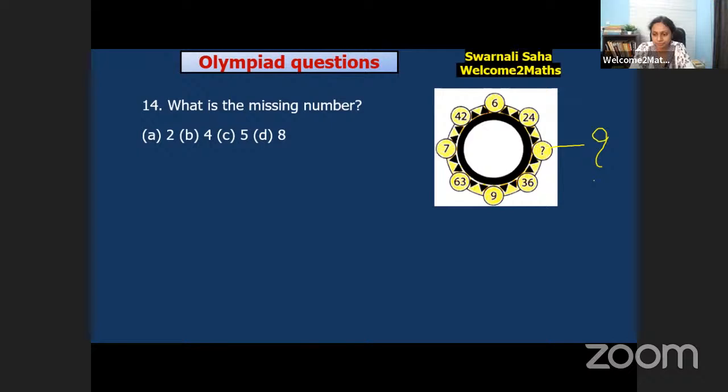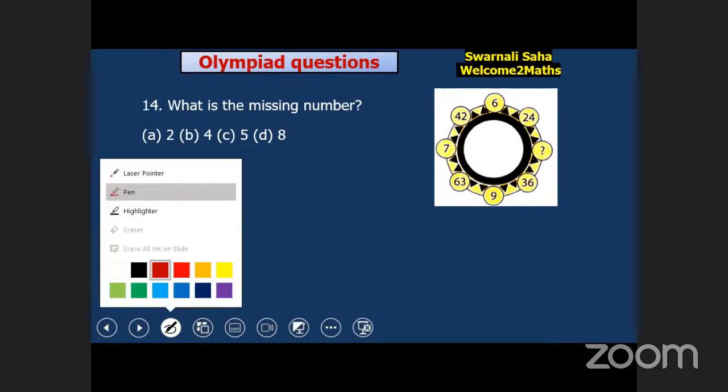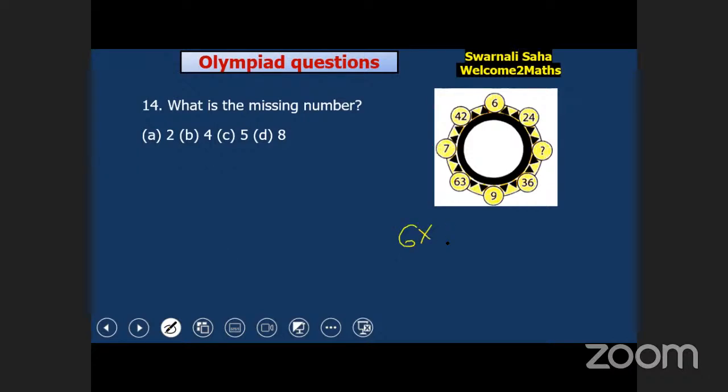Okay, let's check the answer. Just a second. What is the missing number? You see, here is 6 and 7. Whenever you have this type of question, the same thing, here is the middle number. There is a relation between two numbers with the middle number. So it's 6 into 7 first. 6 into 7, you can see, is 42. Fine. And 7 into 9 is 63.